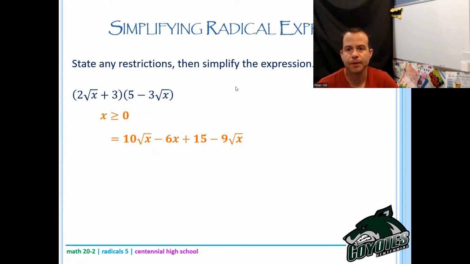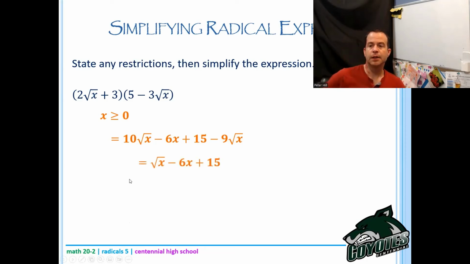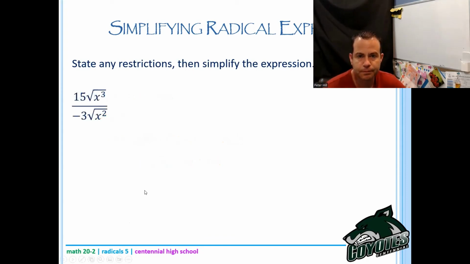Okay. Now, is there anything I can combine? Yes. 10 root x minus 9 root x will give me just 1 root x. Now, I don't have to say 1 root x. I can just say root x. So root x minus 6x plus 15. Now, sometimes we're going to look at this and say, oh, we've got to go right to rationalizing the denominator. Not necessarily, right?